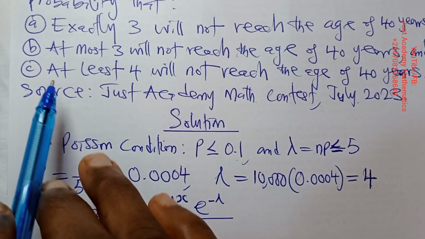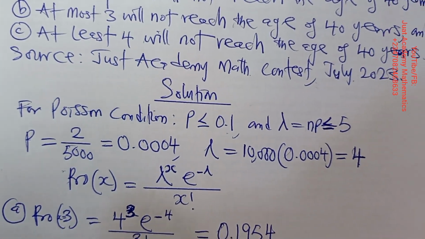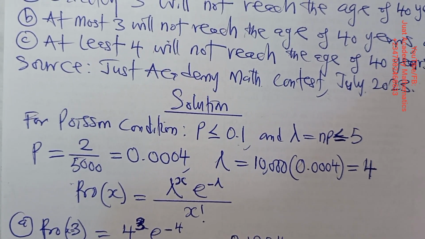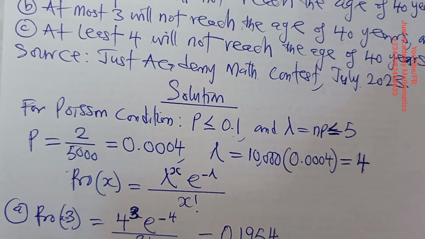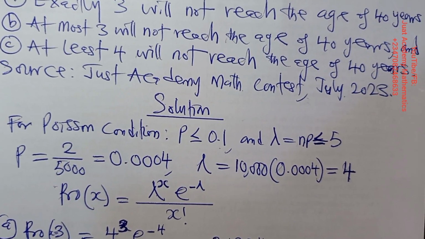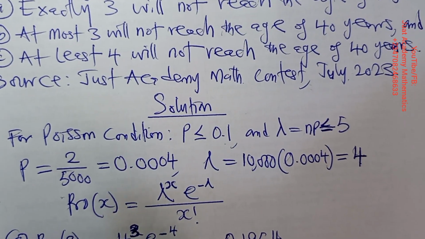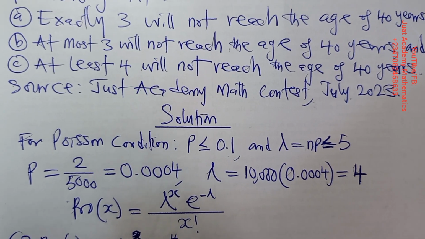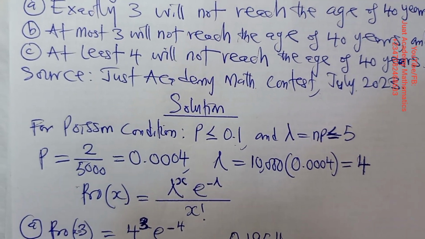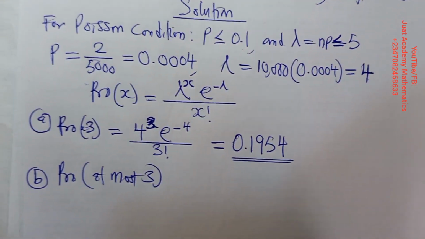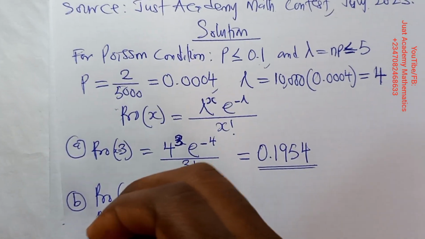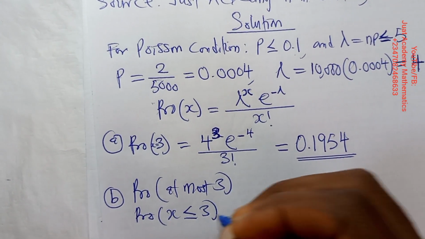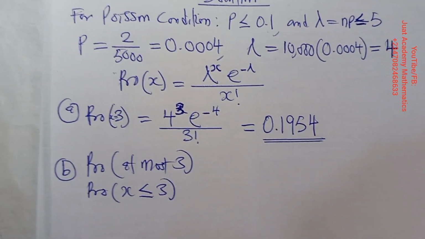The B part says at most 3 will reach the age of 40 years. So probability of at most 3 means not more than 3. That is another way of saying probability of x is less than or equal to 3. Not more than 3. It's not greater than 3.